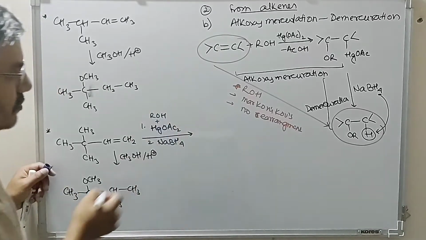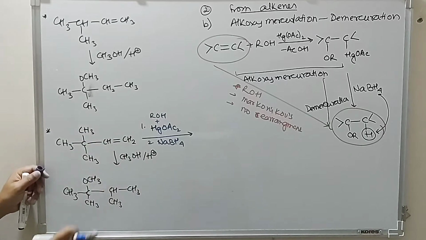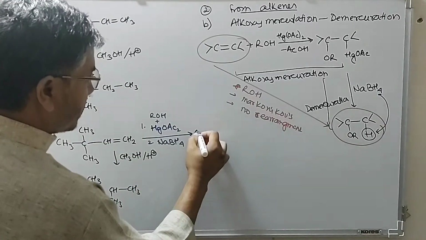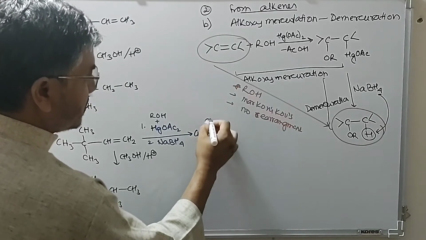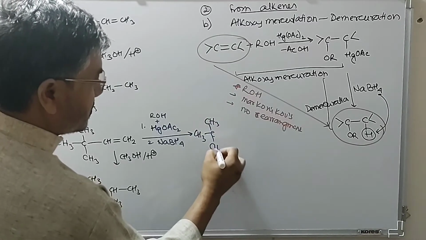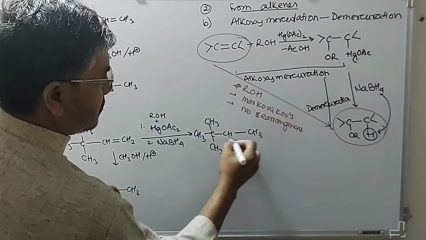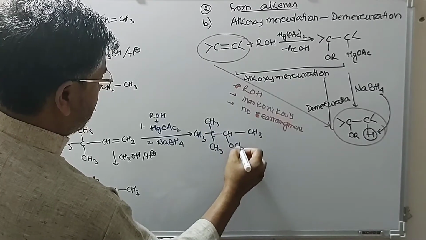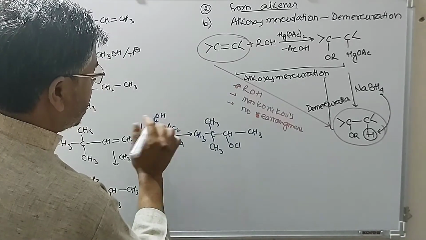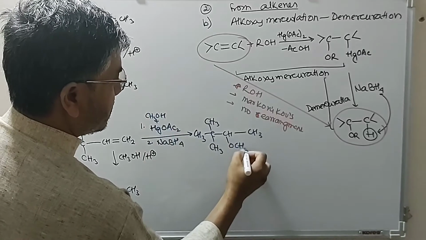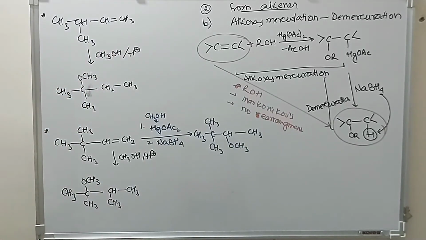The first step is alcohol in presence of mercuric acetate followed by reduction with sodium borohydride. So the product formed is CH3, CH3, CH3, O, CH3. This is Markovnikov addition of this.